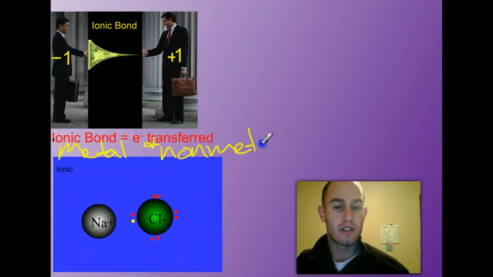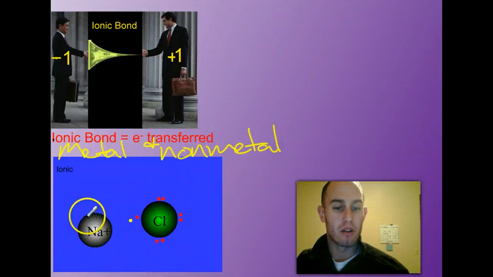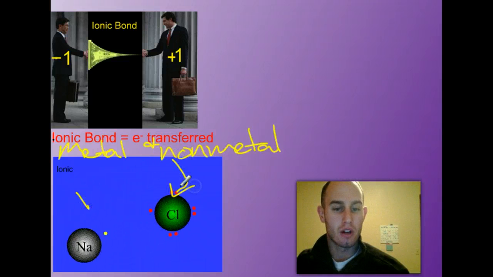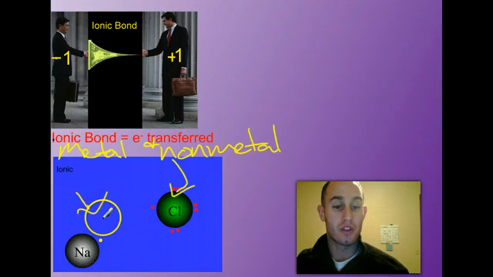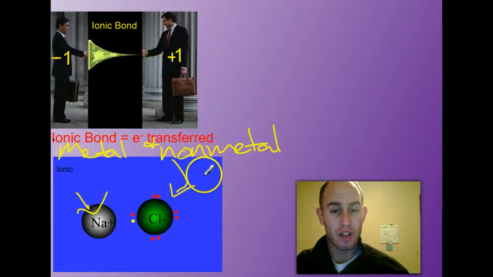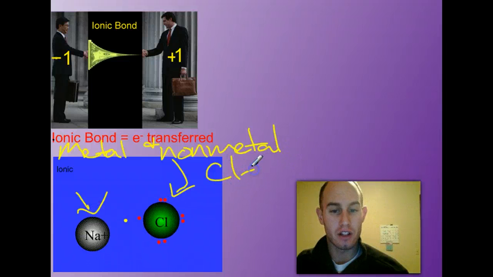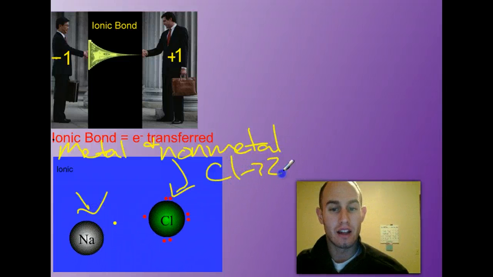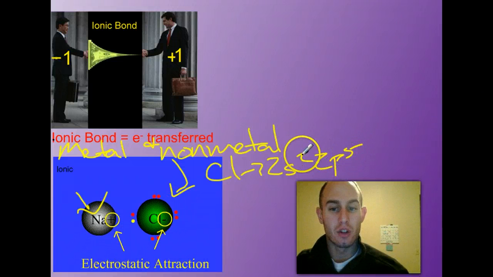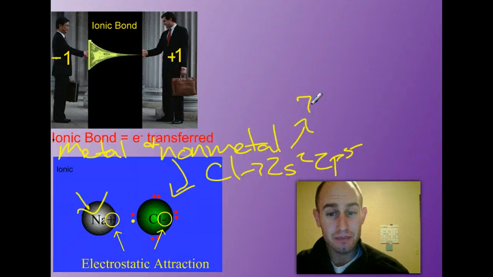Now, here you can see you have a metal, sodium, that's our metal, and our non-metal, chlorine. And we end up here with sodium chloride. Sodium has 1 electron to give up. Chlorine has 7 in its valence shell. If you think about chlorine's electron configuration, it's going to end in 3s2, 3p5. So its outermost energy level has 7 electrons.